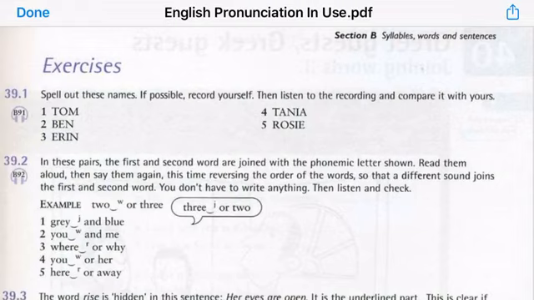So T-O-M, you can listen, there is a W sound in between. T-O-M. B-E-N, there is Y in between. E-R-I-N, T-A-N-I-A, R-O-S-I-E. So there is either W or Y in between these sounds.